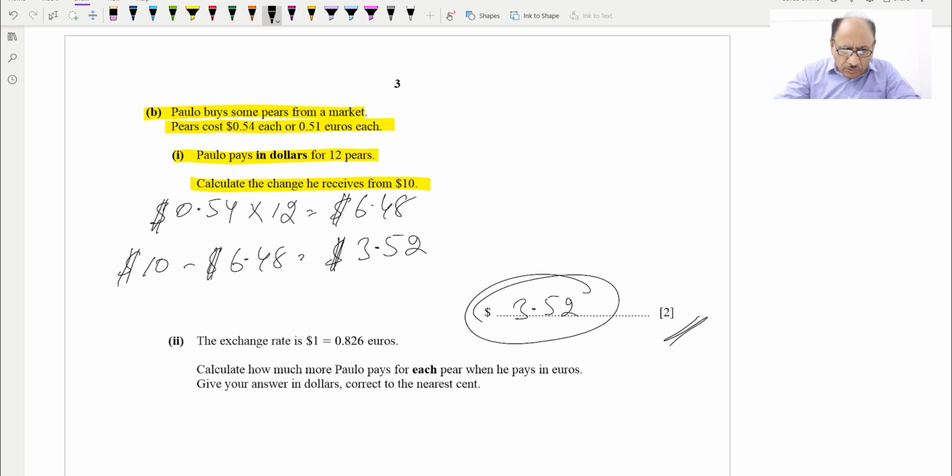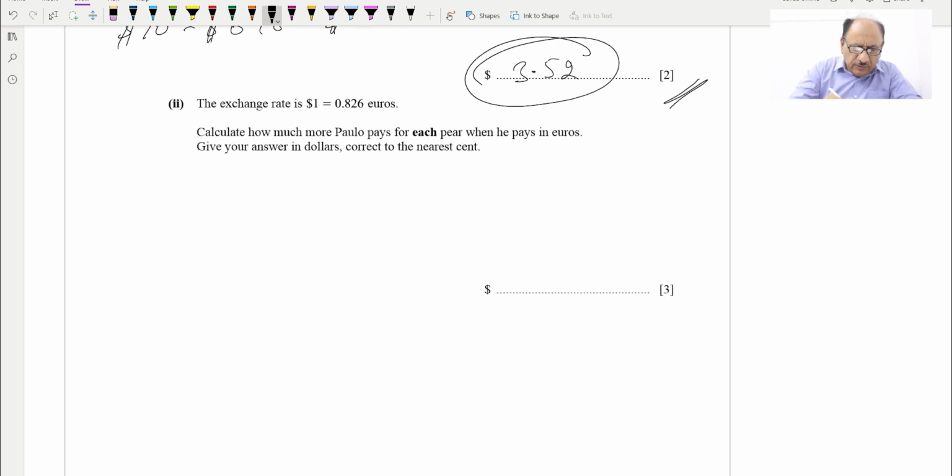Hopefully you understand this. Now they are saying in the second part that the exchange rate is $1 is equivalent to 0.826 euros. Calculate how much Paulo pays for each pear when he pays in euros, and give your answer in dollars correct to the nearest cent. So now we know that the unit price is 0.54, and we need to convert into euros.